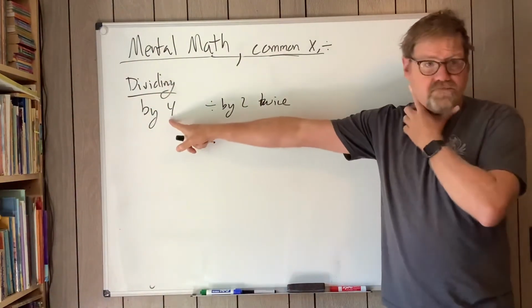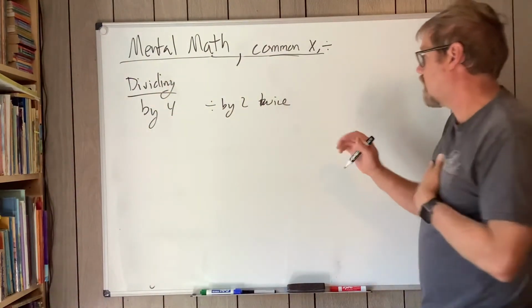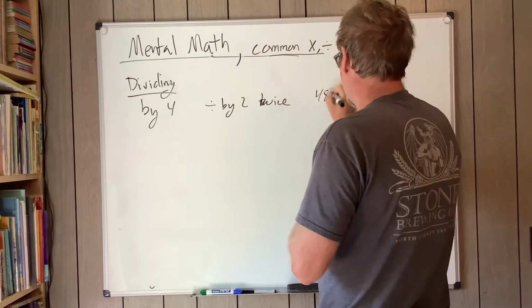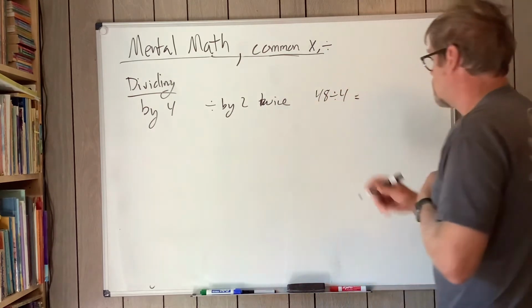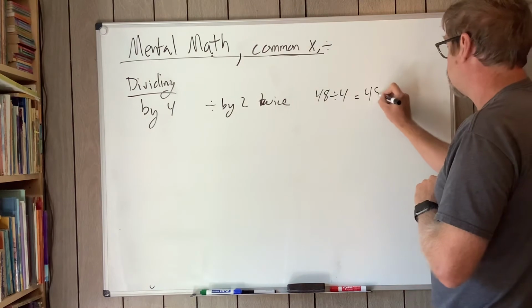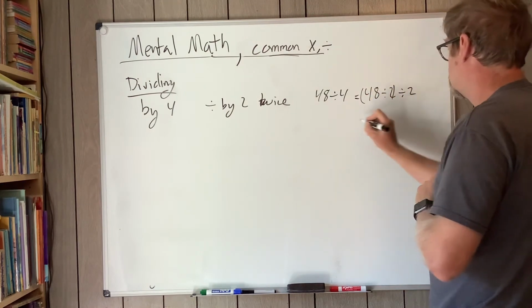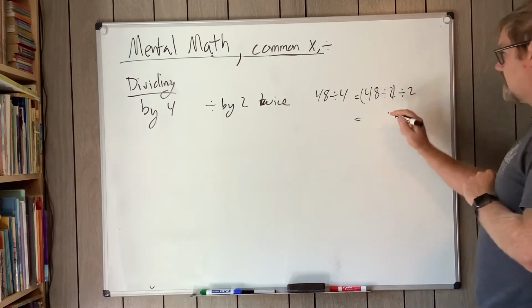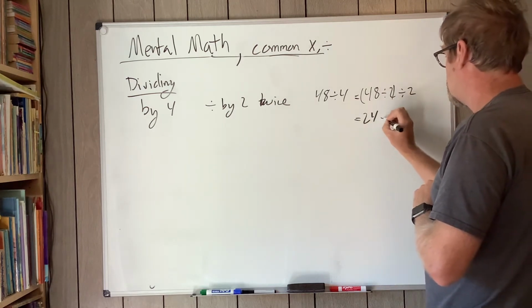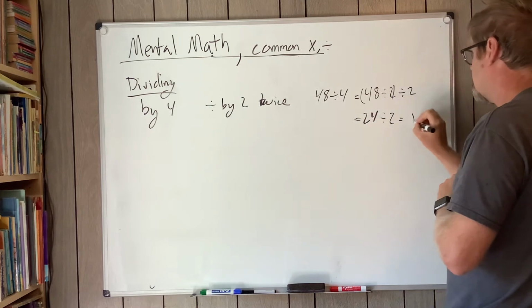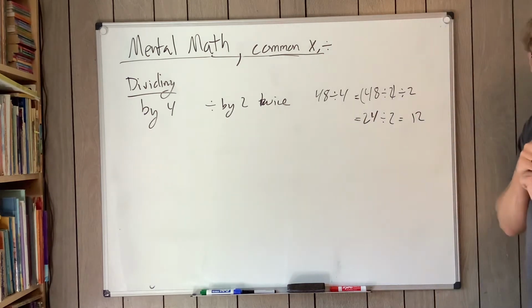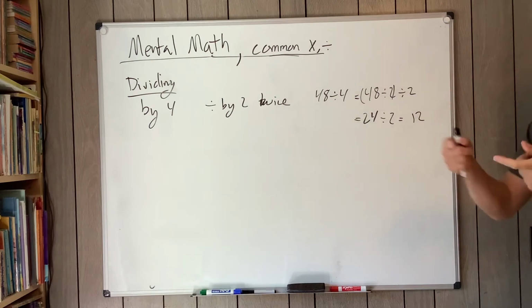If I'm dividing by 4, I want to divide by 2 twice. So let's say 48 divided by 4 is really 48 divided by 2 divided by 2. And half of that is 24, and half of that is 12, for example. This would be one that you probably should know anyway. 4 times 12 is 48. But this sort of illustrates your thinking process with that.